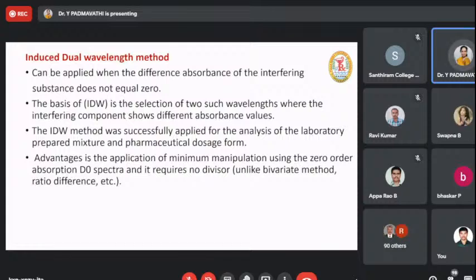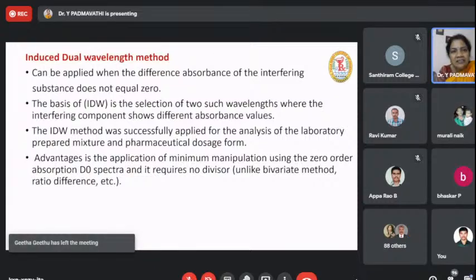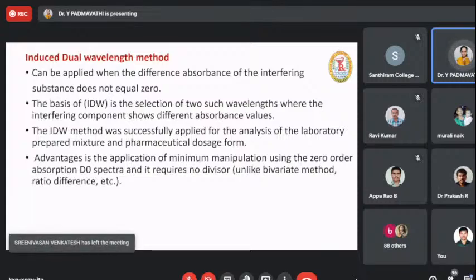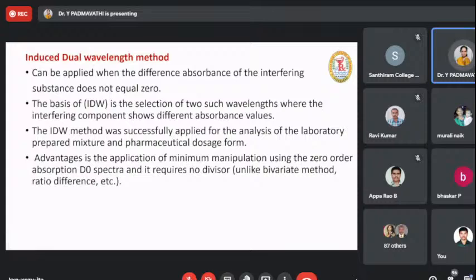I can say now that dual wavelength methods are applicable only when you have a very good overlay of the two. Then only you can define the spectral characteristics. For dual wavelength, the difference should be 0. Here, if you want to apply induced dual wavelength, the difference for the interfering substance should not be equal to 0. That is the basis for this method. Usually this is very easy and gives very good results. You can apply it even for laboratory prepared sample mixtures or pharmaceutical dosage forms.